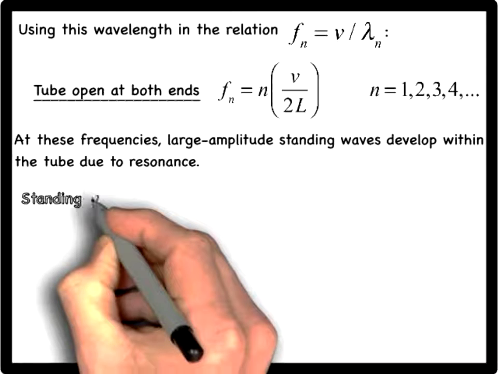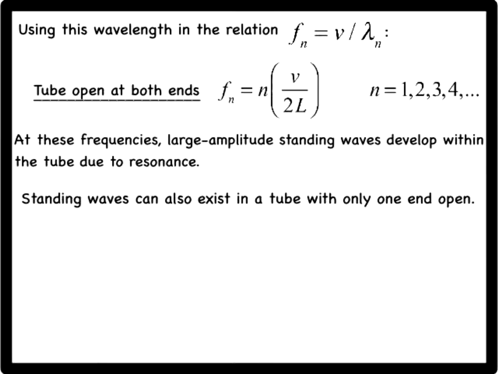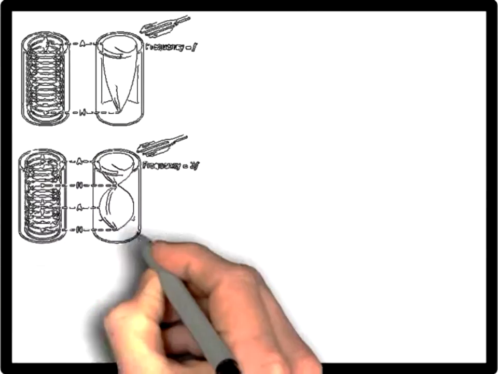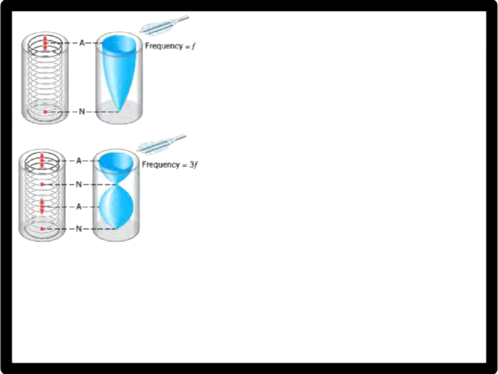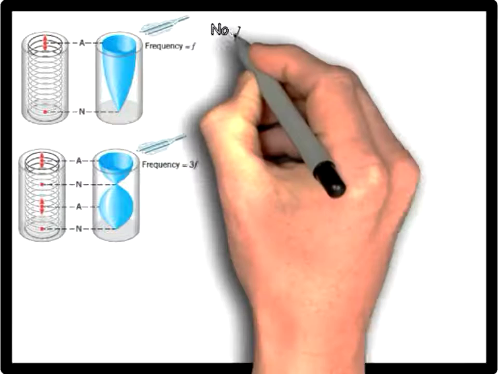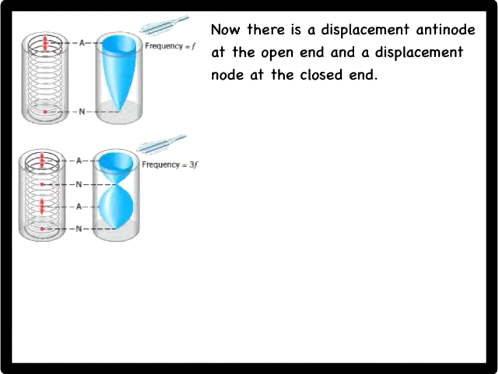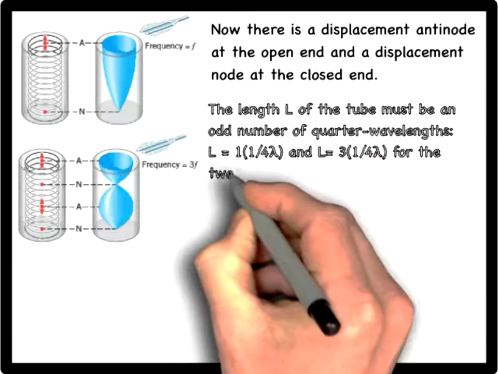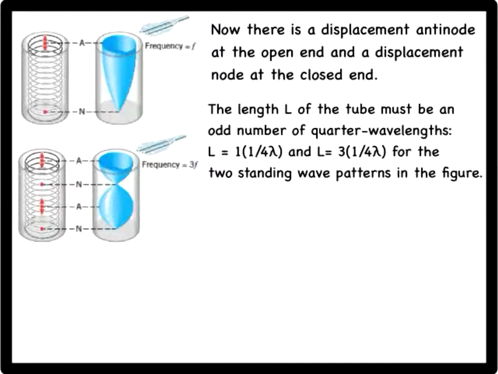Standing waves can also exist in a tube with only one end open, as the patterns in the figure show. Note that these patterns are different from those in the tube that is open at both ends. Here, the standing waves have a displacement antinode at the open end and a displacement node at the closed end, where the air molecules are not free to move. Since the distance between a node and an adjacent antinode is 1/4 of a wavelength, the length L of the tube must be an odd number of quarter wavelengths. L is equal to 1 times 1/4 λ, and L is equal to 3 times 1/4 λ for the two standing wave patterns in the figure.